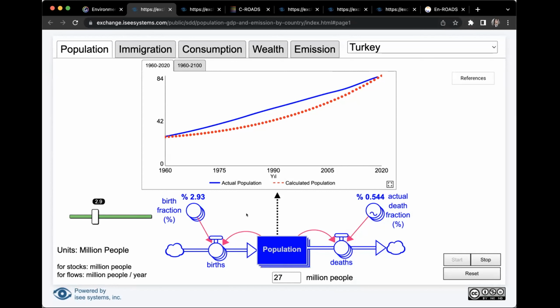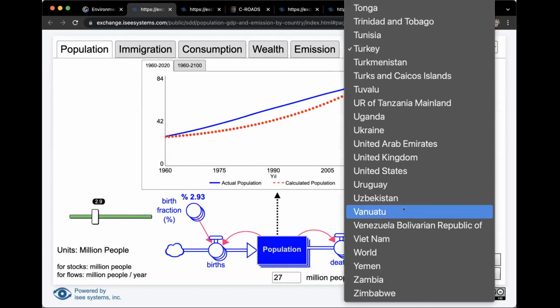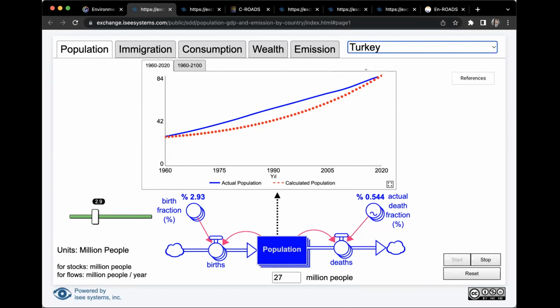We didn't let them change everything. So for example, we gave them the actual death fraction all the time, but they could manipulate the starting point of the stock and also the birth fraction. So they looked at other countries and looked at how their population is changing through time.